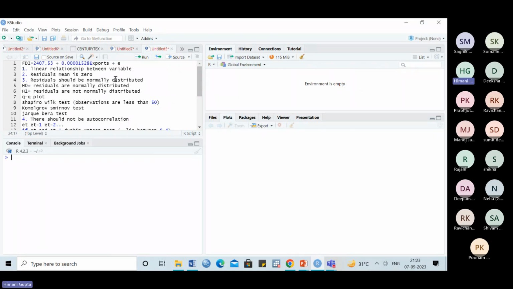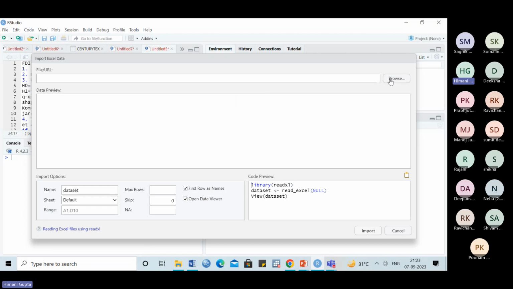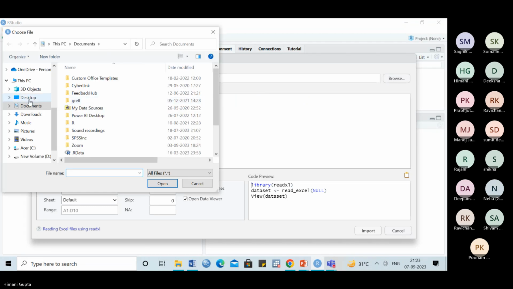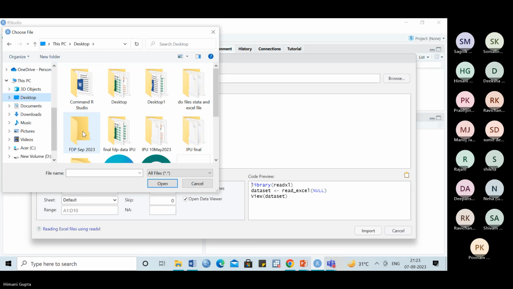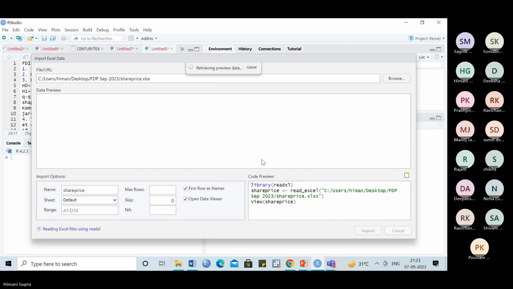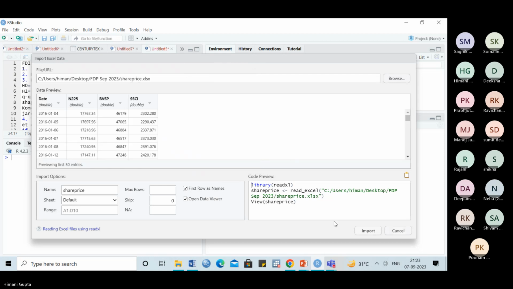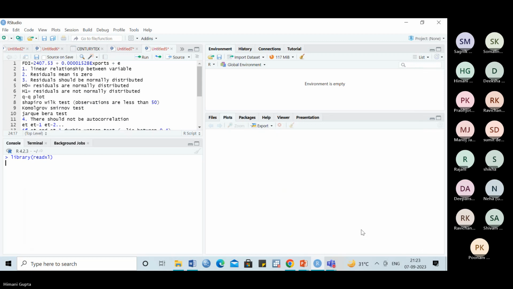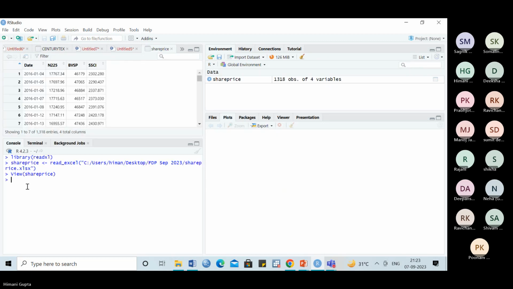Okay, let's start with our R and let me import my same file. Okay. Now we are working on the same file. So let me attach this file.